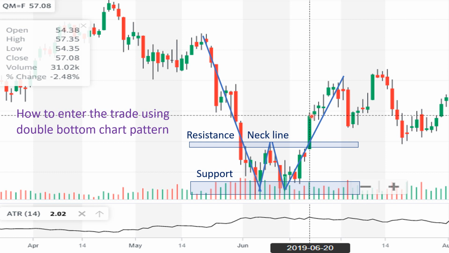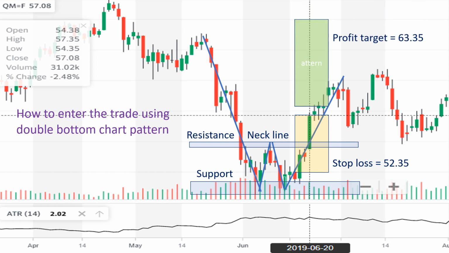Now, to enter the trade, we put our stop loss 1 ATR below the low of this candle, just like this, and profit target we put 3 ATR above the high of this candle. So our profit target is going to be like this.